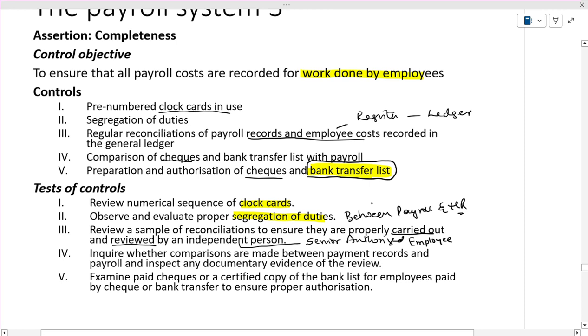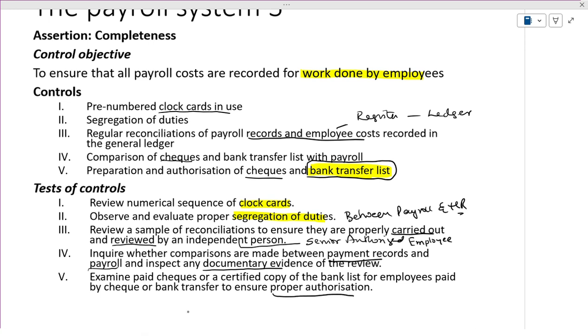Inquire whether comparisons are made between the payment records and payroll, and inspect the evidence. Documentary means you should know what is there in black and white. Okay, you have to know. And examine paid checks or a certified copy of the bank list paid by check or transfer to ensure authorization. You remember when you are paying, fine. If you are saying this is the list of employees for the current month, you have to make sure. Again, very important, is it right?